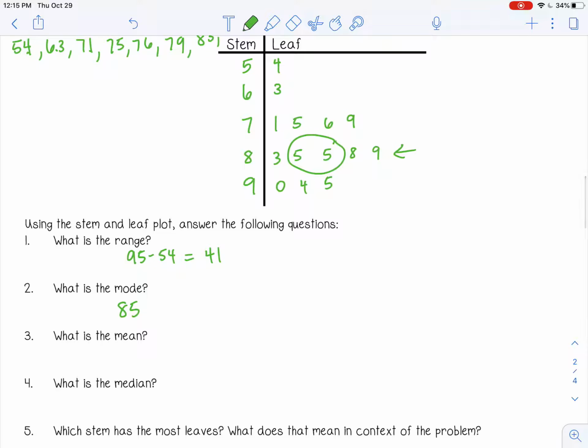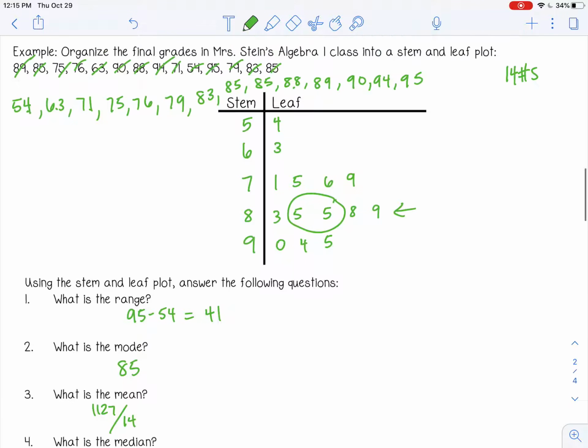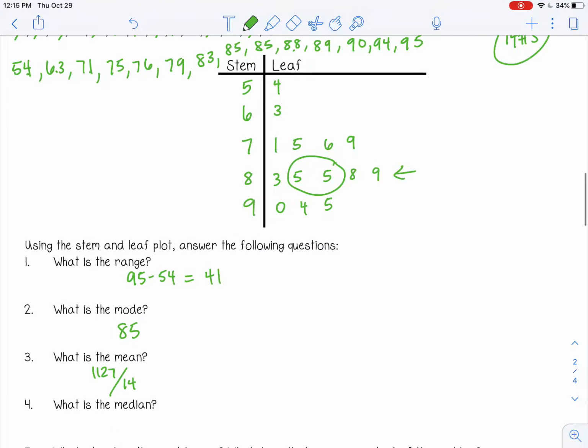For mean, of course, you add all the numbers together and then divide by how many there are. So take a second and pause the video and add all of these test scores together. Okay, so when I added them, I got 1127, and remember there are 14 numbers. I wrote that right here. So the mean is 80.5.